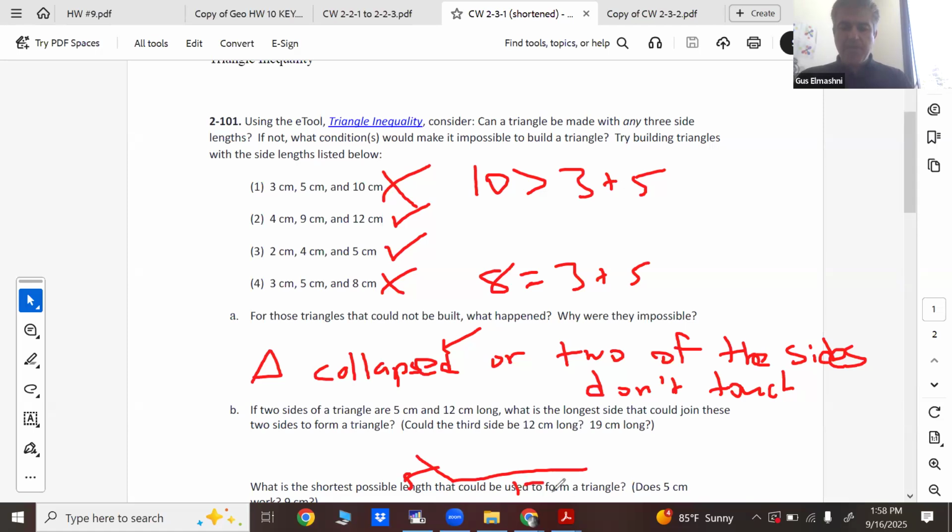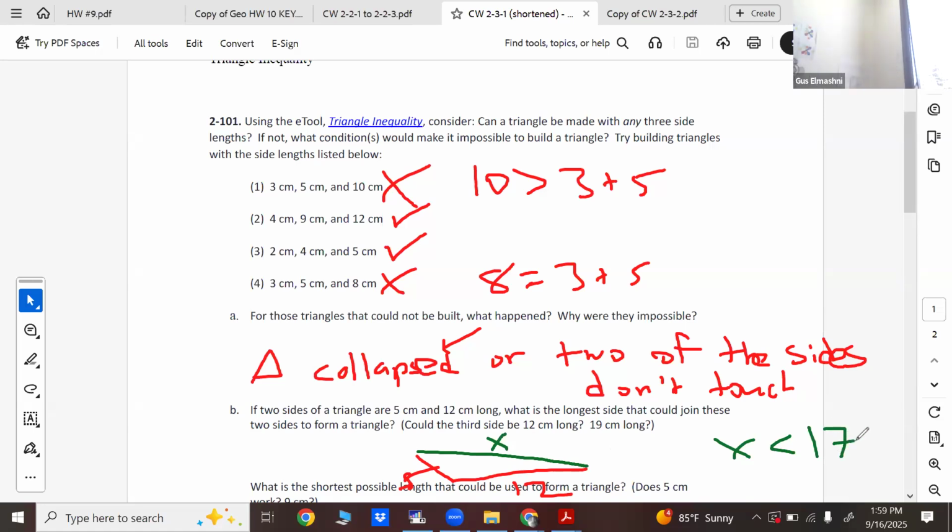Say that's 5 and that's 12. And I want to connect them. Say I call it X. X has to be shorter than 17.